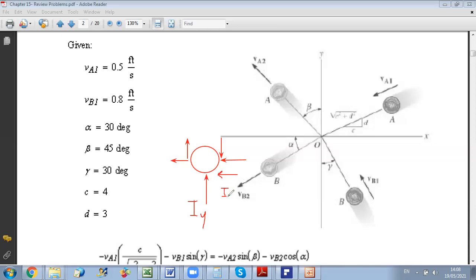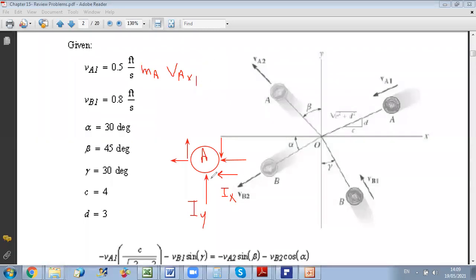Okay, if I place these IX and IY, to get them I will use impulse and momentum on A in X and Y direction. So the first equation will be MA times VAX at state 1.